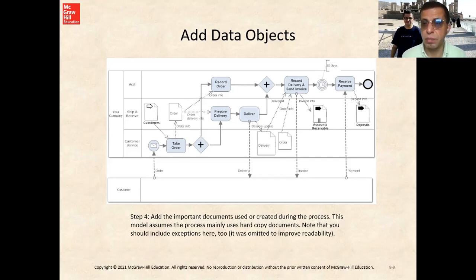So what kind of document is it going to be? Invoice being issued. So order being sent. How are those orders sent? What kind of document gets issued? Note that you should include exceptions. So things like the order being changed. What kind of document do you need to change the order or cancel the order?